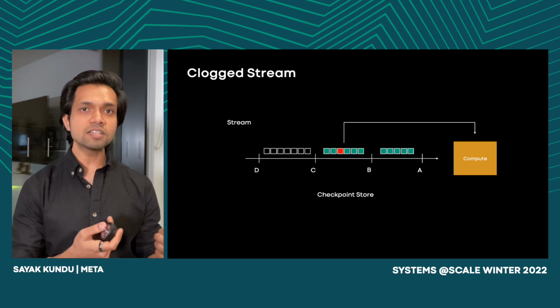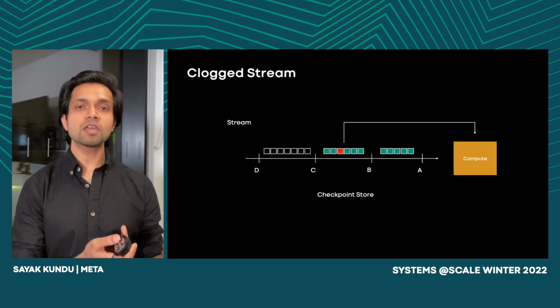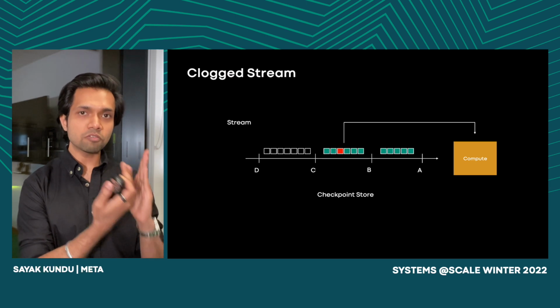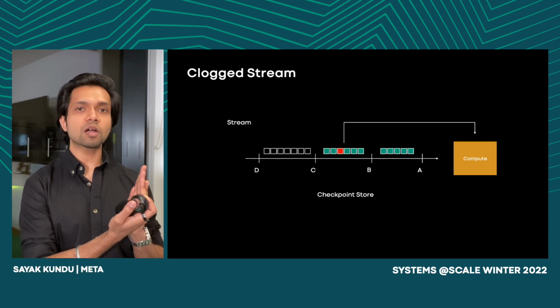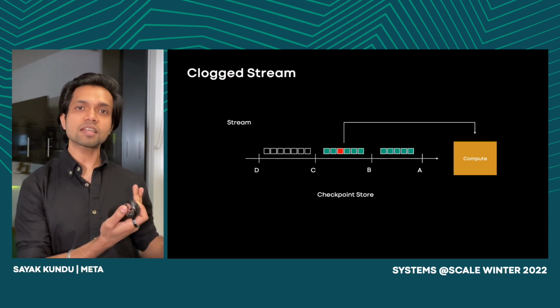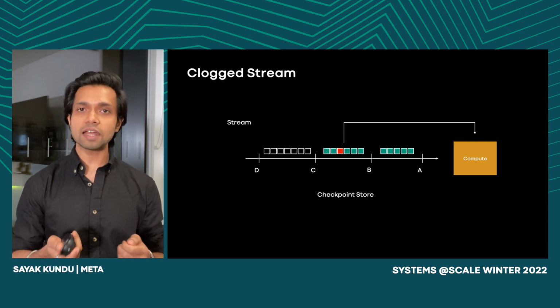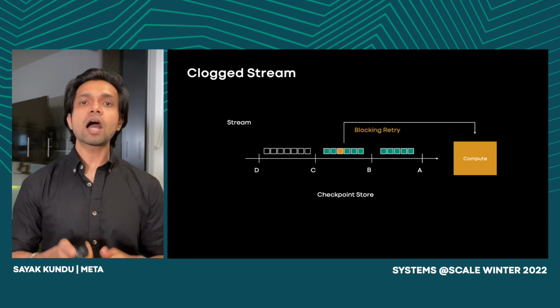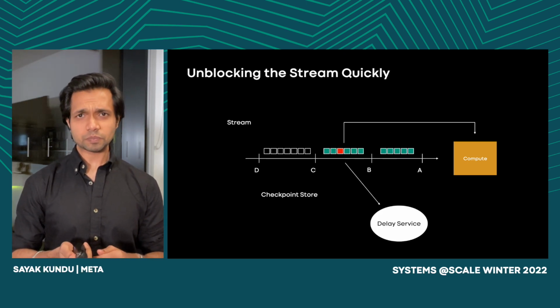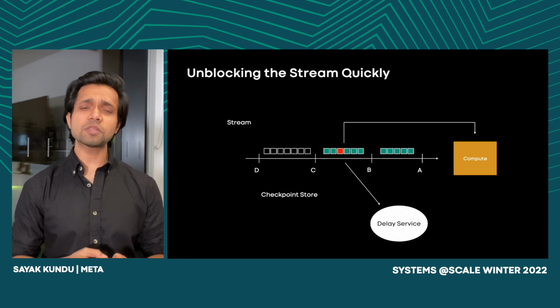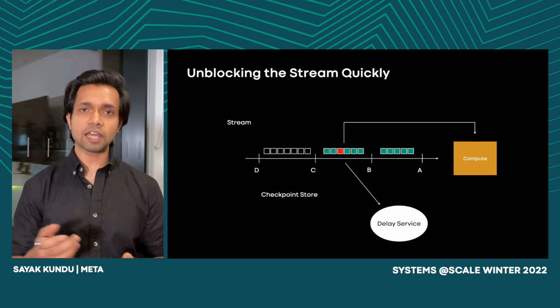And what this leads to is something called a clogged stream, because even though you're holding the checkpoint for the retry to complete, the traffic on the other side of the checkpoint keeps on building and items keep accumulating. This had to be mitigated somehow. How we solved that was by using something called a delay service or a timer service.